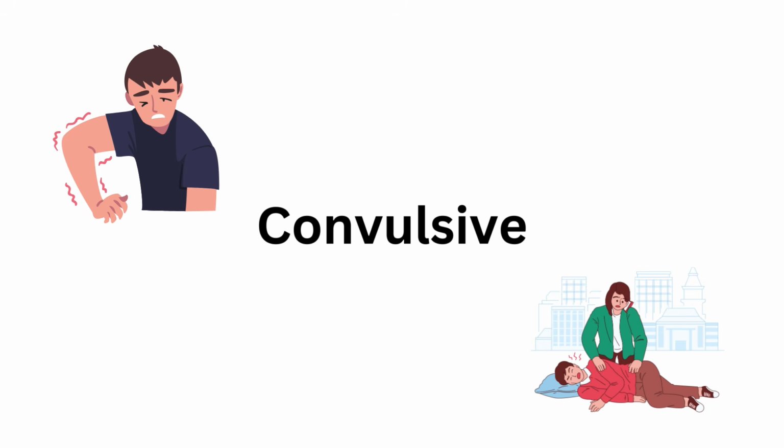The next word is convulsive. So this is convulsions or violently shaking. You can think of if someone is having a seizure, they're having convulsions, and they're violently shaking uncontrollably. So the word convulsive, think of the word shaking or violently shaking of the body.